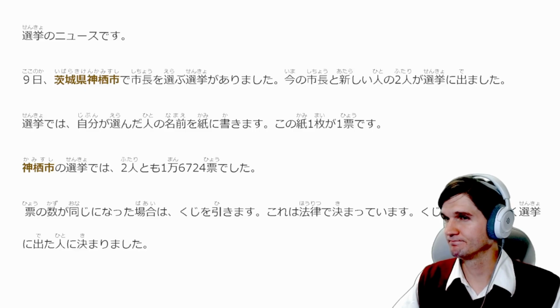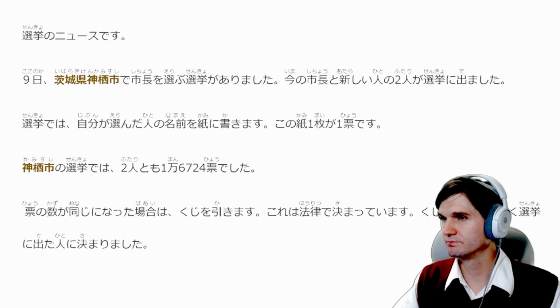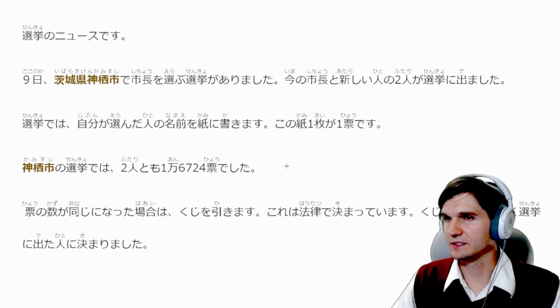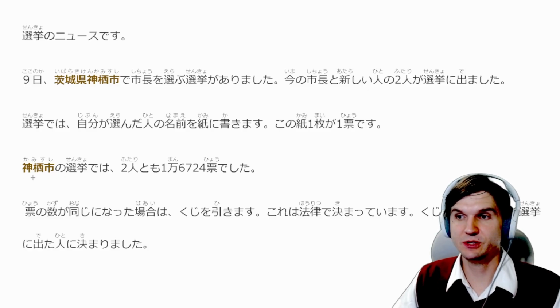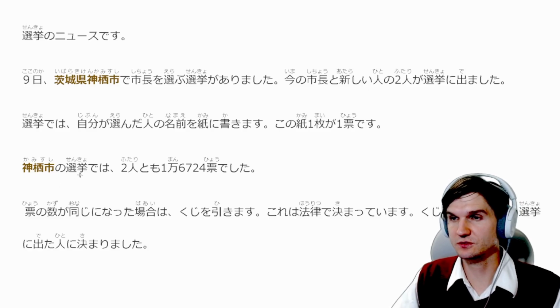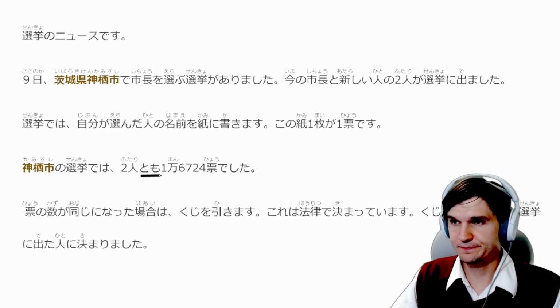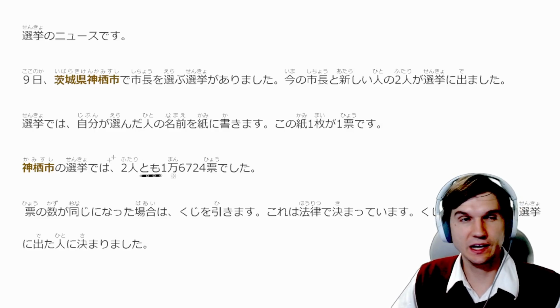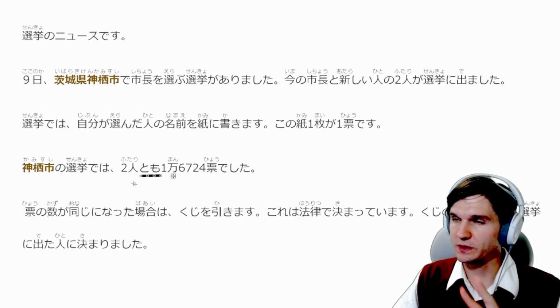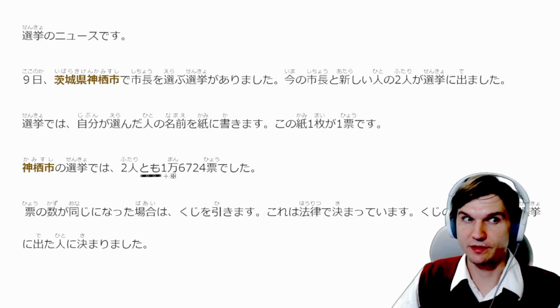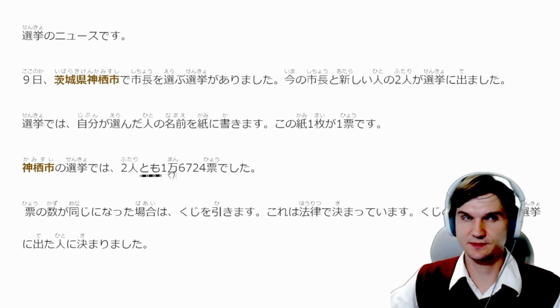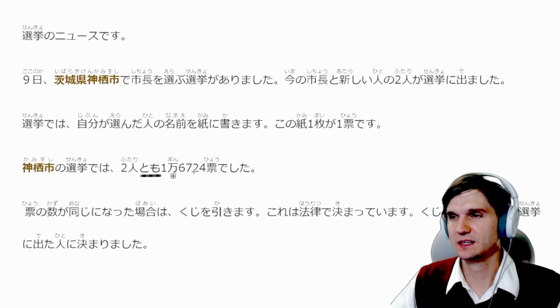神栖市の選挙では2人とも16,724票でした。Okay, so 神栖市, the city of Kamisu, の選挙, the elections of Kamisu city, では, in those elections, 2人とも. If you add とも to a counter like 2人, which is two people, 2人とも means both of them, encapsulating all of them.